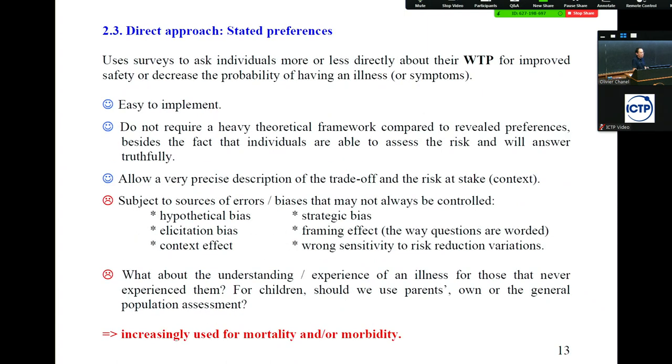And finally, the most used approach is referred to as the stated preference approach. It's a direct approach. You implement surveys in which you ask people how much they are willing to pay for improved safety or for a decrease in the probability of having an illness, and then you directly get through these surveys the value people associate to a diminution of risk of death or risk of illness.